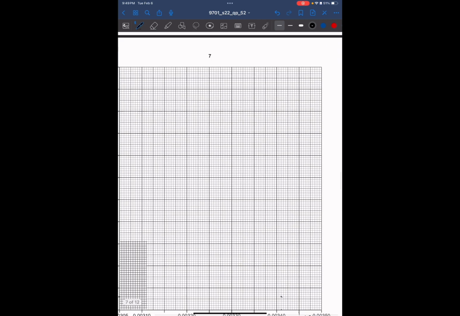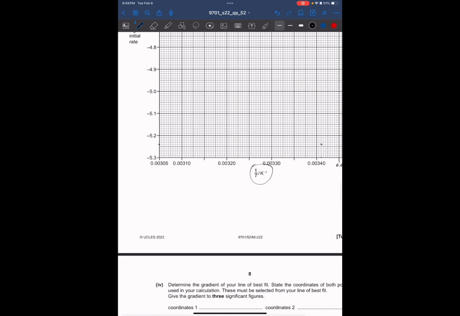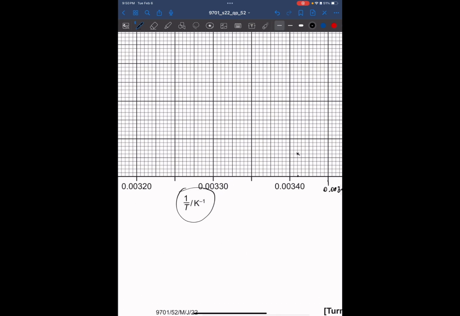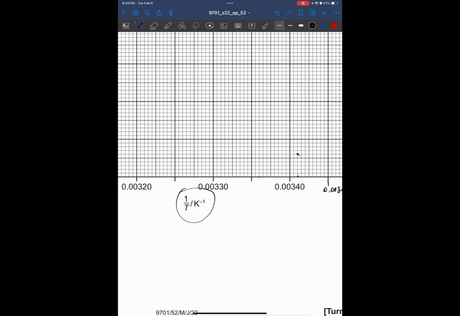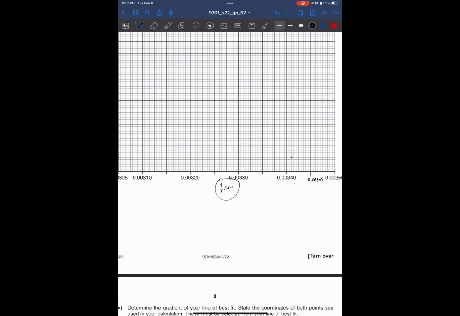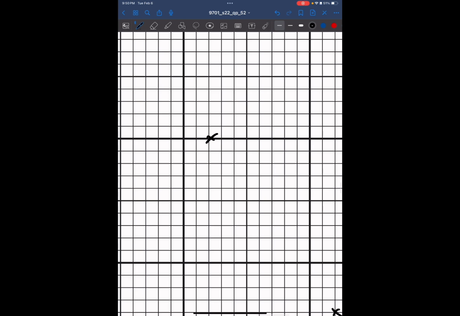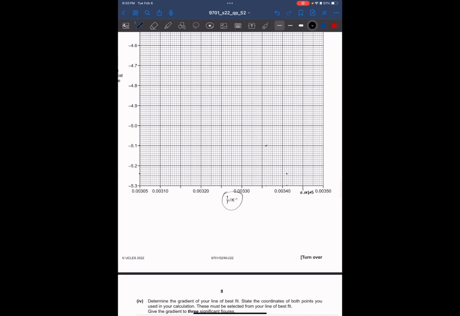Next one is minus 5.10. That's gonna be over here on a nice thick line. And then we're gonna find 0.336, which is gonna be here. So it's gonna be on this line. There we go. Some very small crosses again, just to be very precise.